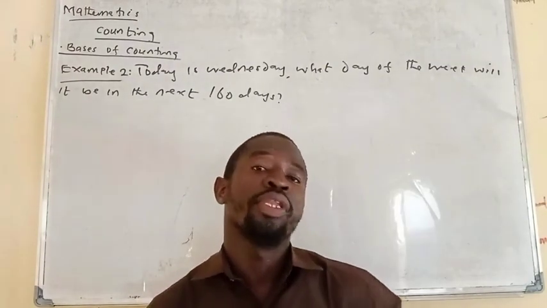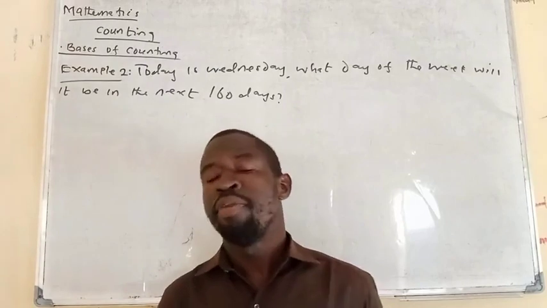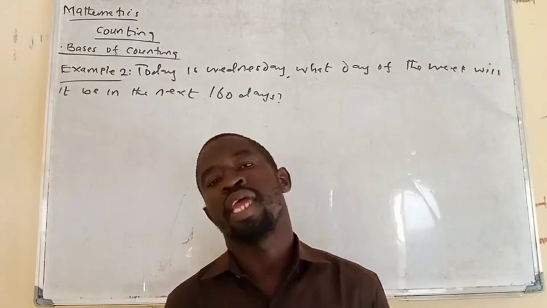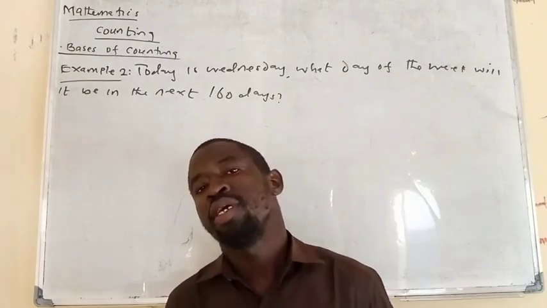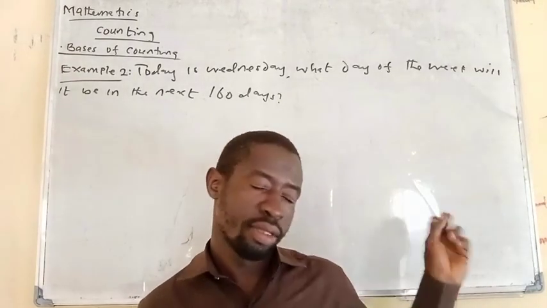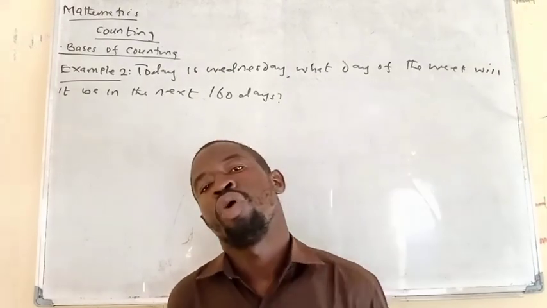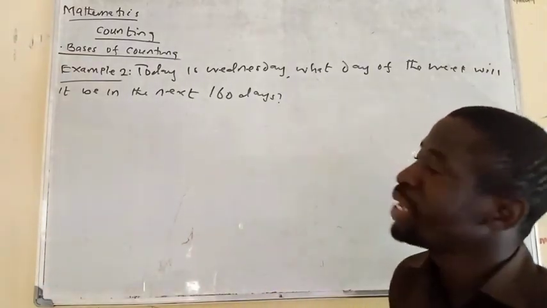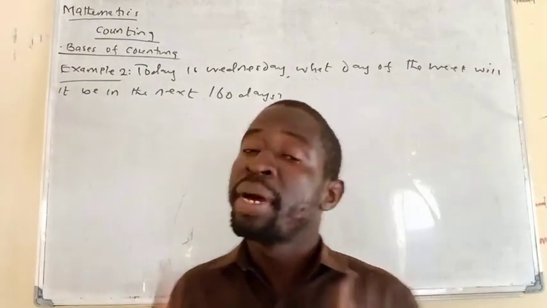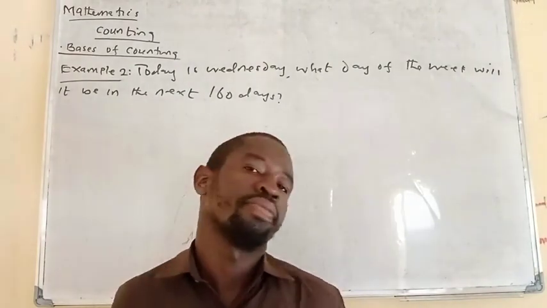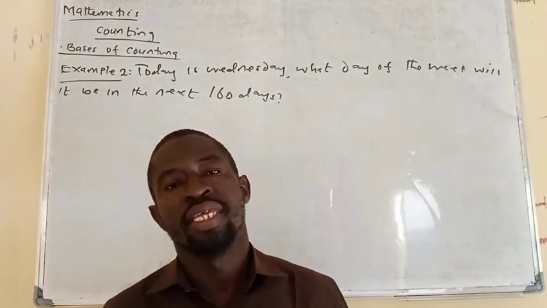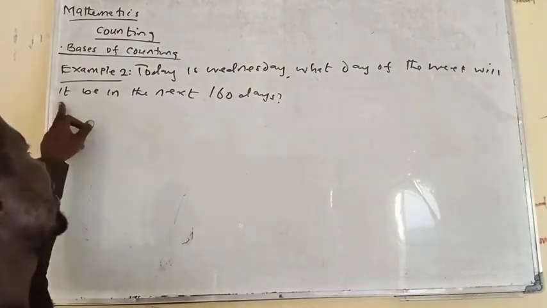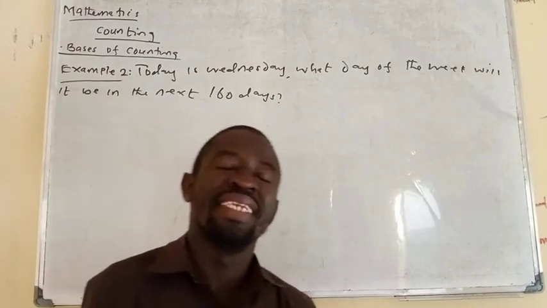Today, as you are seeing it on the board, you will see example 2. We solved some examples before, the last one we named example 1, and before that we made some explanation and solved many things. Today's example says: let's assume today is Wednesday. What day of the week will it be in the next 160 days?